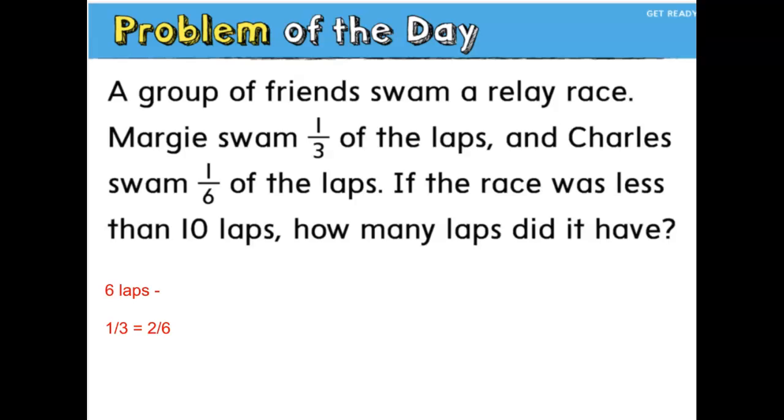Well, the first thing, I need to get them both over the same denominator. And I know that 6 is a multiple of 3. So what I'm going to do is convert the 1/3 here over 6. So that becomes 2/6. So she swam 2/6, he swam 1/6. How many laps total? Well, it's 6 because that's our denominator. Okay. And again, we're looking at fractions. Sometimes we need to get them over the same denominator in order to answer some of these questions. All right, let's look at the next one.